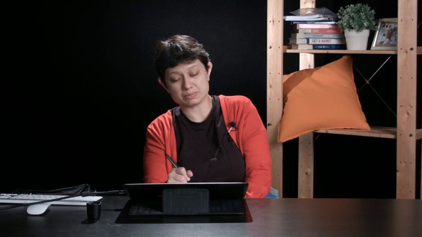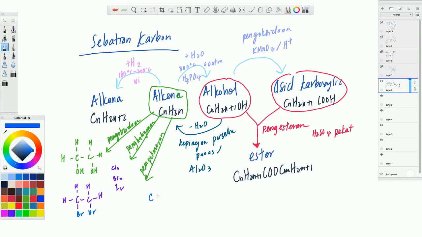Akhirnya pempolimeran. Pempolimeran menjadi plastik, menjadi polimer. So jika kamu ada etena, dia jadi polietena, di mana dia membentuk satu rantaian karbon yang sangat panjang. It will just go on and on and on, untuk lebih 1000 karbon. Ini dipanggil polietena. Sekiranya guna propena, polipropena, tapi dia biasanya dipanggil plastik lah. So ini sebagai rumusan untuk bab 2 tingkatan 5.